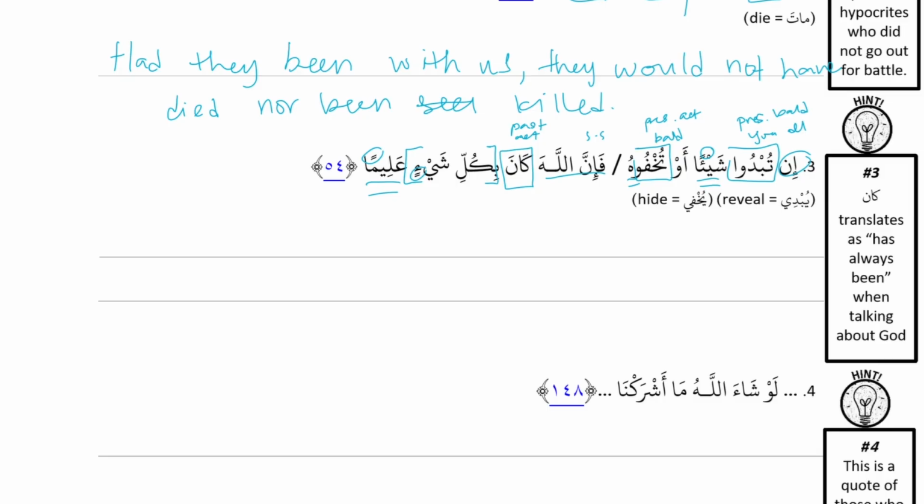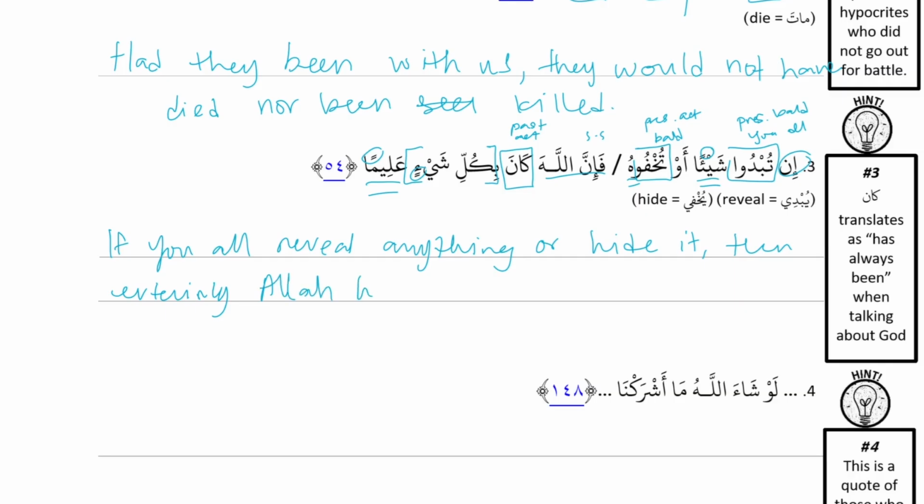So let's translate that. If you all reveal a thing, or I guess anything, or hide it, then certainly Allah has always been. Good. And then we translate the receiver: knowledgeable about, or in regards to everything. Yeah. Knowing of or about everything. Good. And yeah, when you see kana with Allah, it translates as has always been.